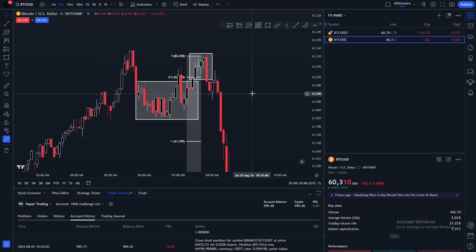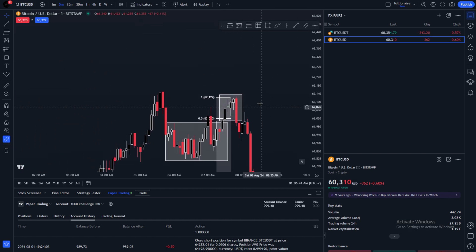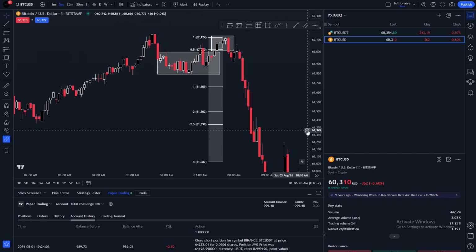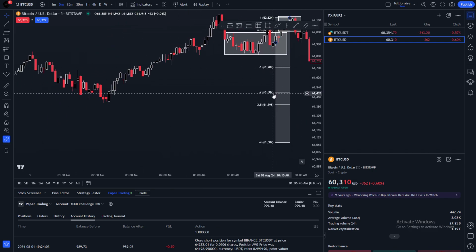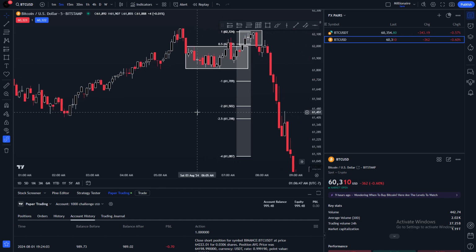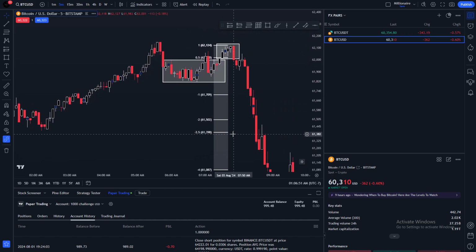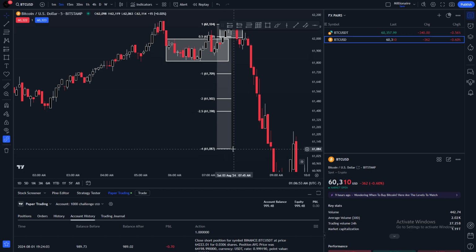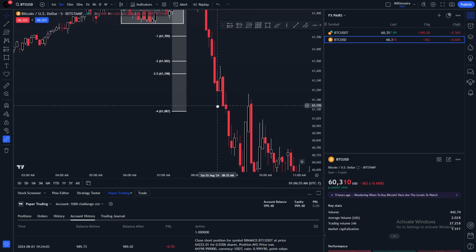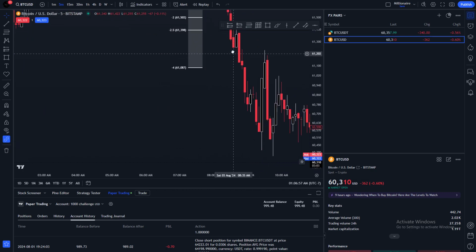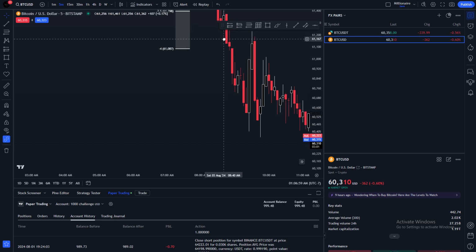So as you can see right here, we have the second deviation and the 2.5, which is most likely gonna get hit. And if it closes below the negative 2.5 and goes down to -4, then it's most likely going to continue to the downside. And if it continues after that, then it is what it is.